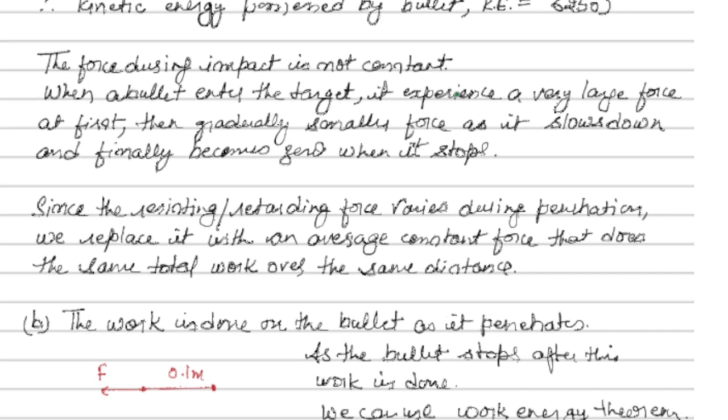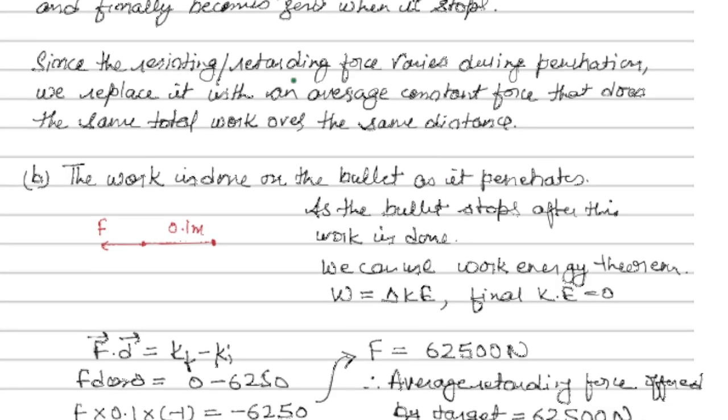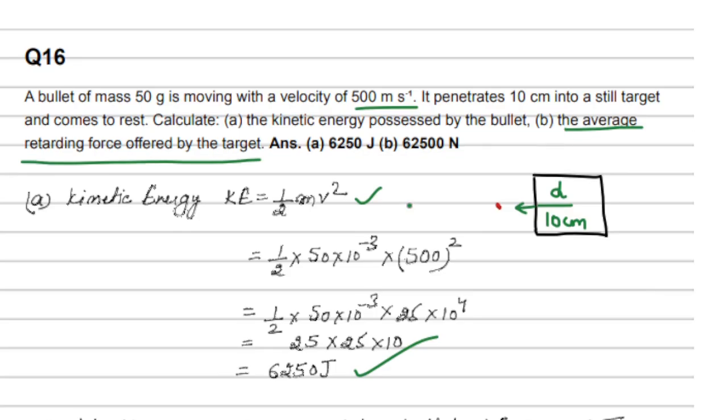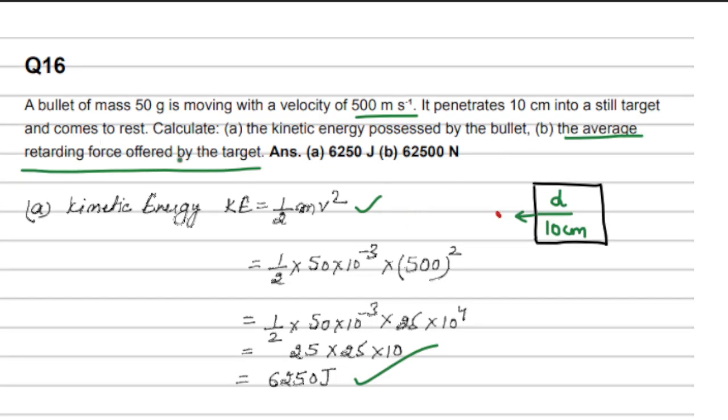The force during impact is not constant. When the bullet enters the target, it experiences a very large force at first and then gradually smaller forces as it slows down, and finally it becomes zero when it stops. Since the resisting retarding force varies during penetration, we replace it with an average constant force. So that is why in the question they are asking the average retarding force.